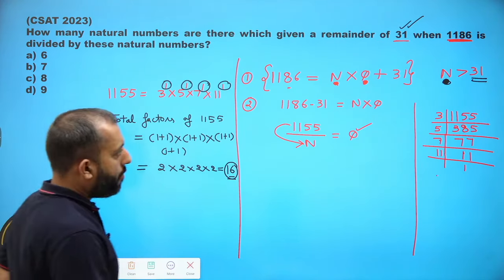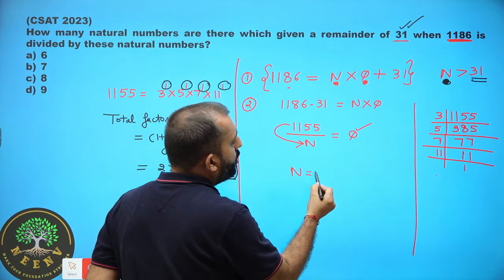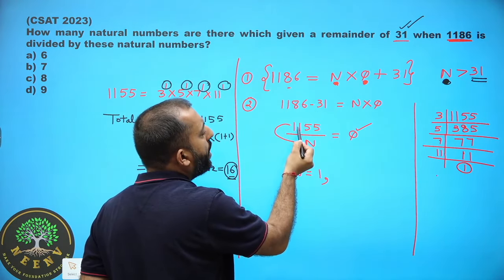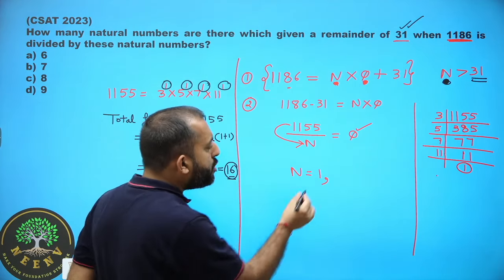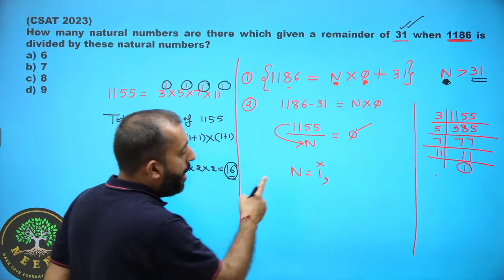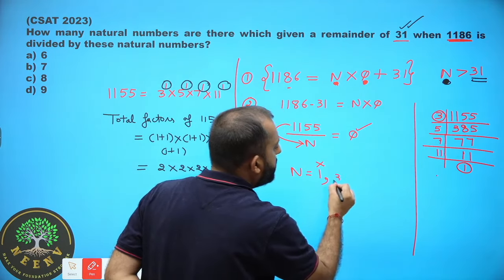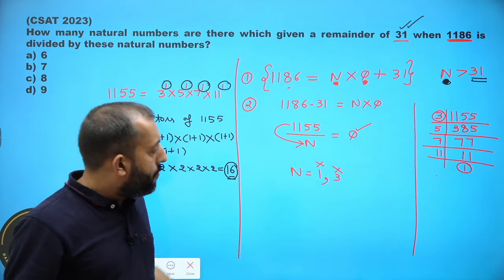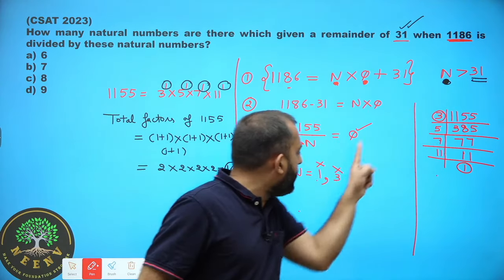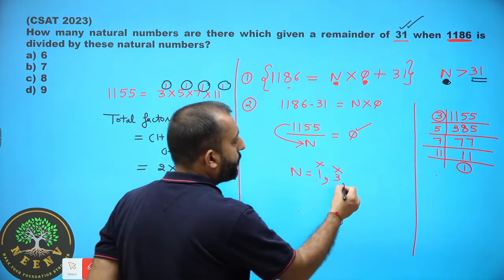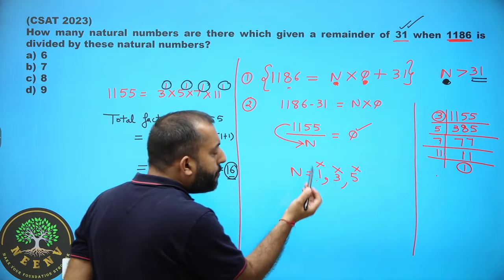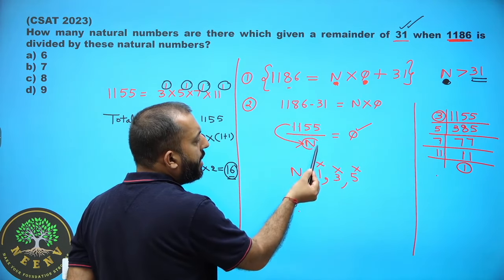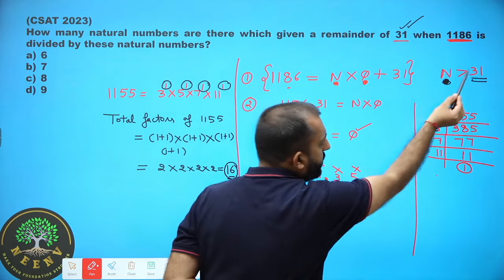So see, n can be equal to 1. Why? Because 1 will divide 1155 completely. So this value should not be considered. n can be equal to 3 because 3 will divide 1155 completely, so 3 should not be considered. Why? Because 1 is less than 31 and 3 is also less than 31. Further, 5 should not be considered. Although 5 will divide 1155 completely, the value of n cannot be 5 because 5 is less than 31.